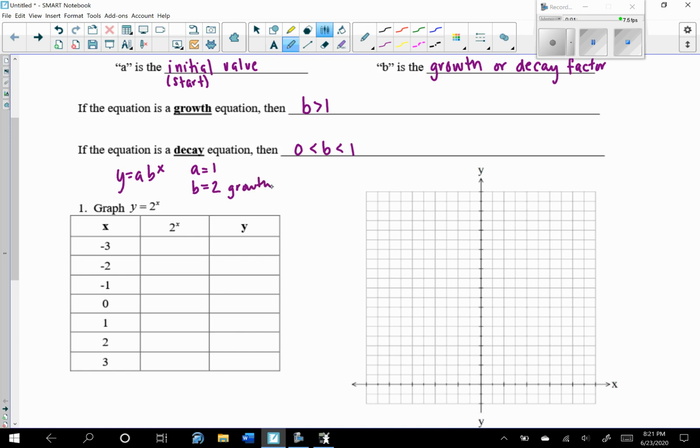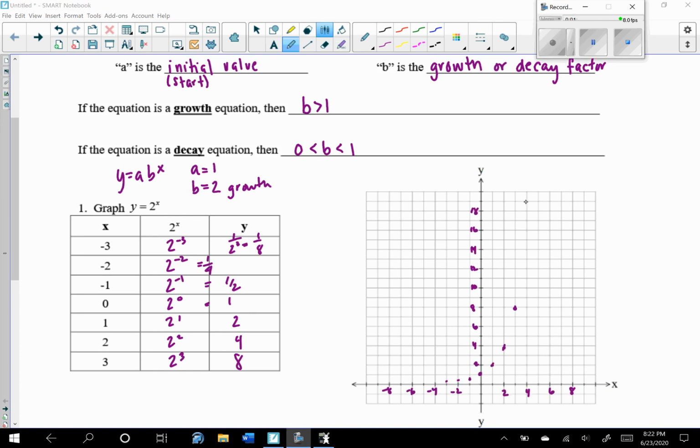And so if we plug in our values, 2 to the -3 is 1 over 2 to the third, which is actually equal to 1/8. 2 to the -2 is equal to 1 over 2 squared, which is 4, so 1/4. 2 to the -1 is equal to 1/2. 2 to the 0 power is equal to 1. 2 to the 1, 2 squared, and 2 to the third give us 2, 4, and 8. And so go ahead and plot that.